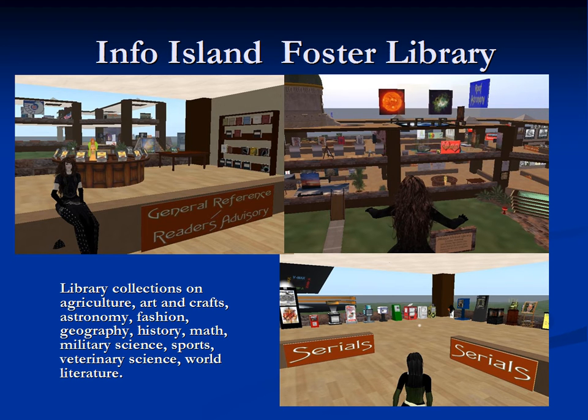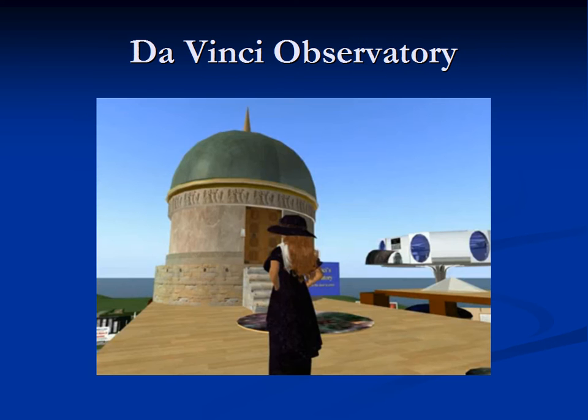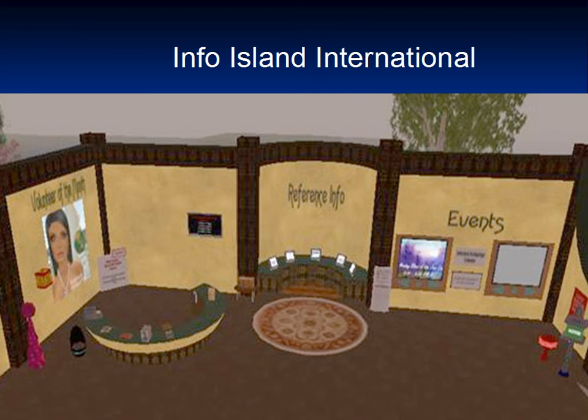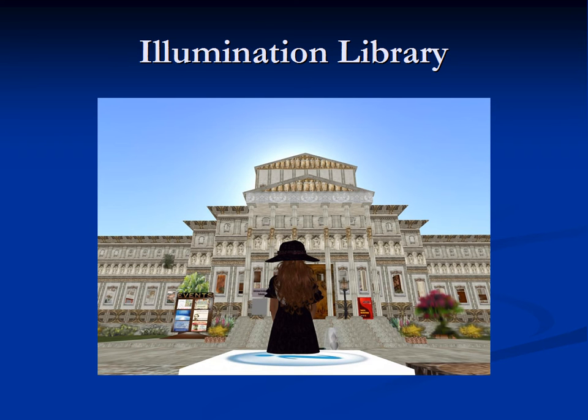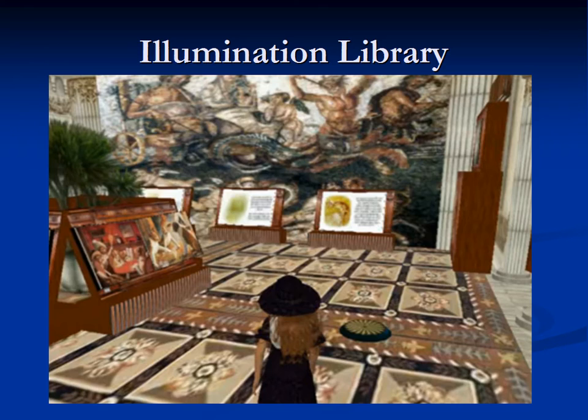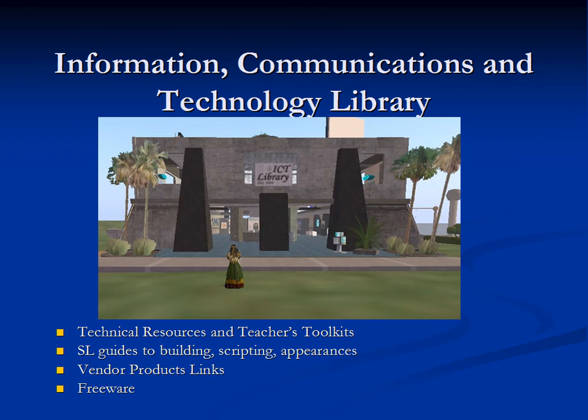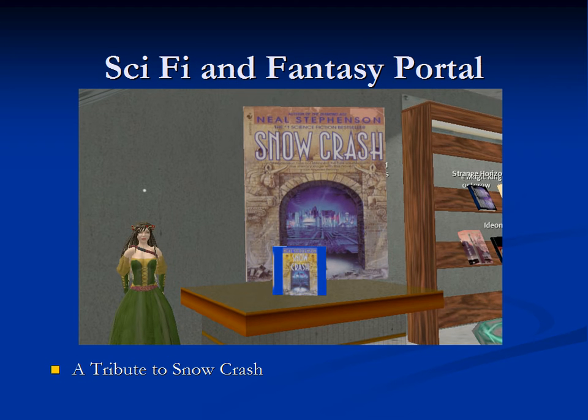The following is a sampling of some of the information centers that can be found at the Info Archipelago. There's Info Island's Forster Library, the Da Vinci Observatory, the resource centers at Info Island International. There's Illumination Library. There's the Information, Communications, and Technology Library, filled with technical resources, teachers' toolkits, guides to Second Life building, scripting and appearances, vendor product links, and freeware.